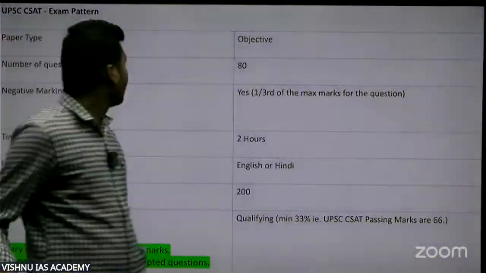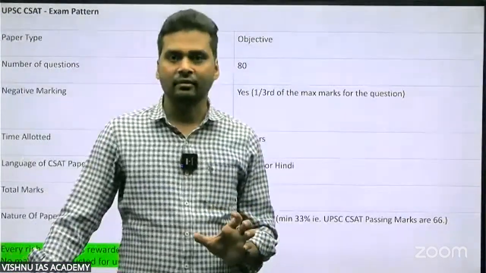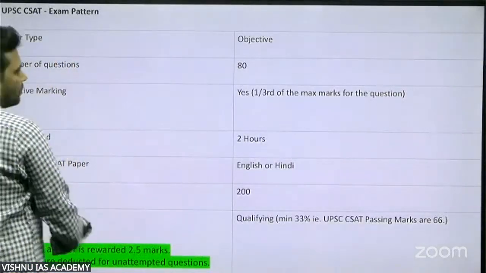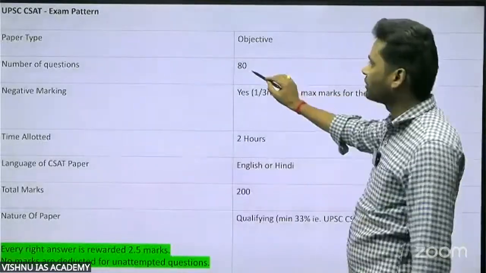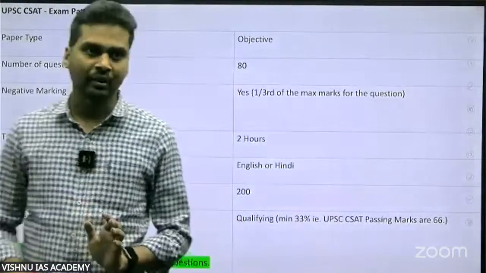Next, what is the exam pattern? If you look at the CSAT exam pattern, the total number of questions is 80. So in total, you have 80 questions in that question paper.